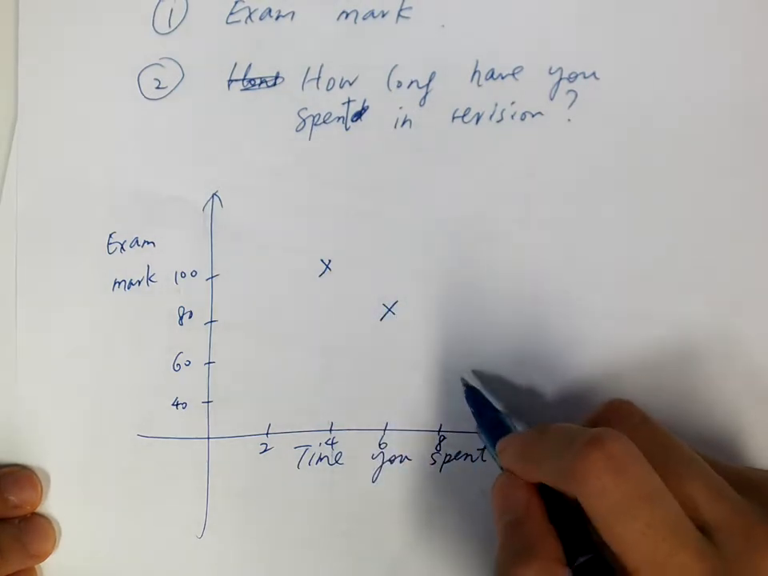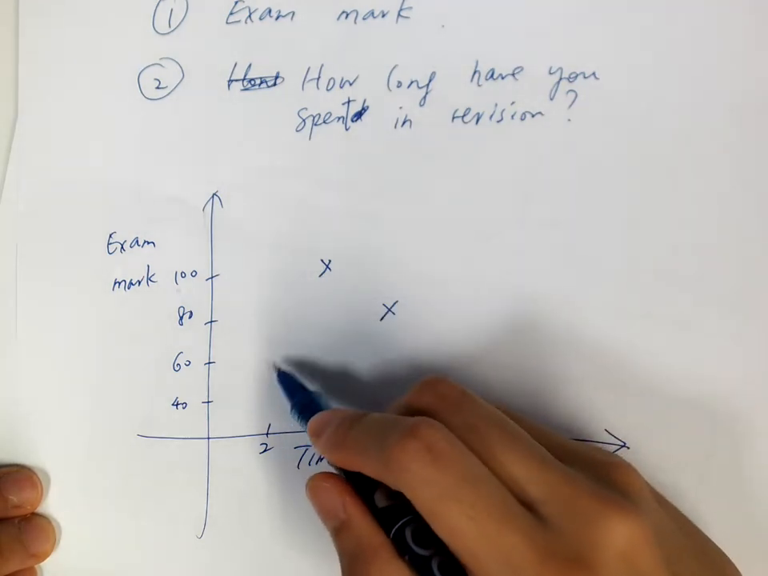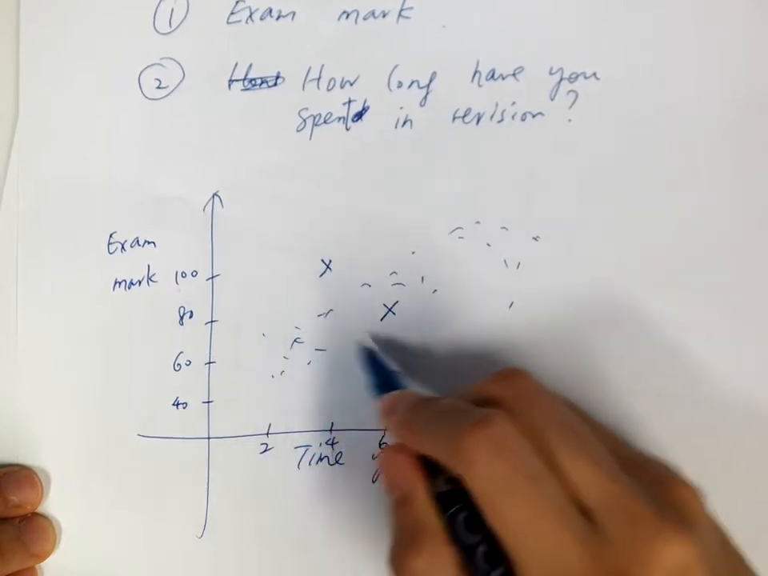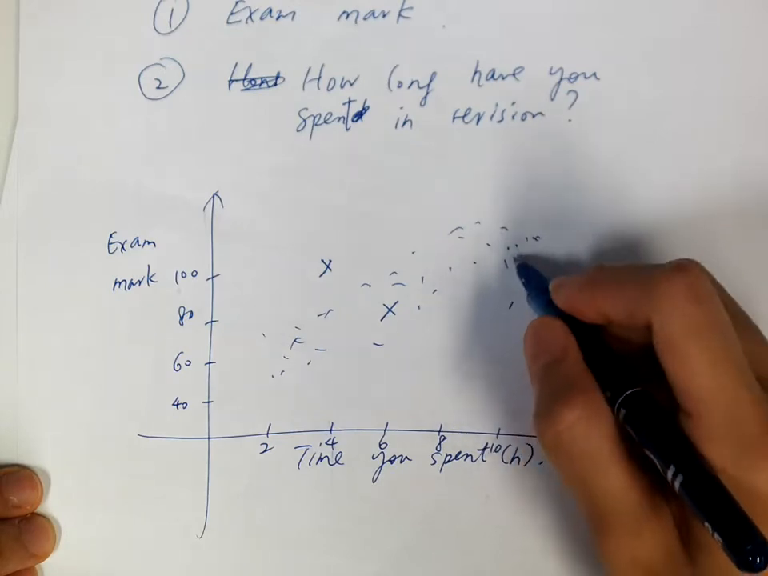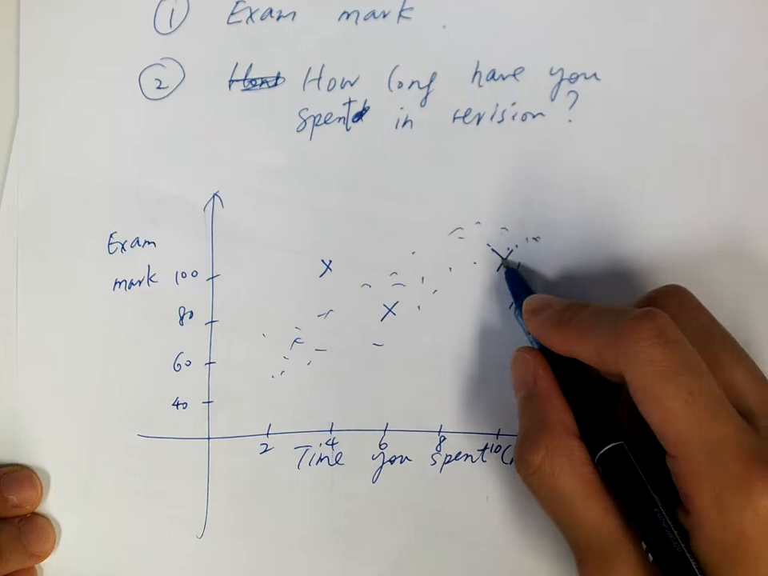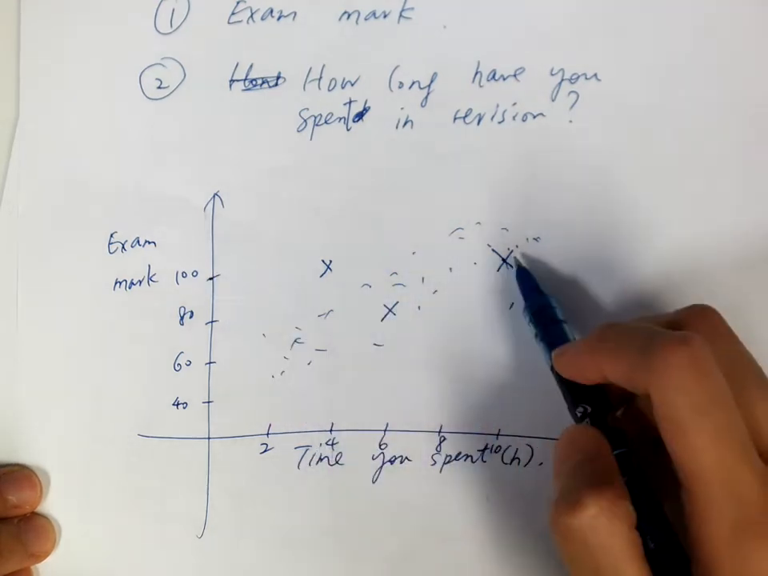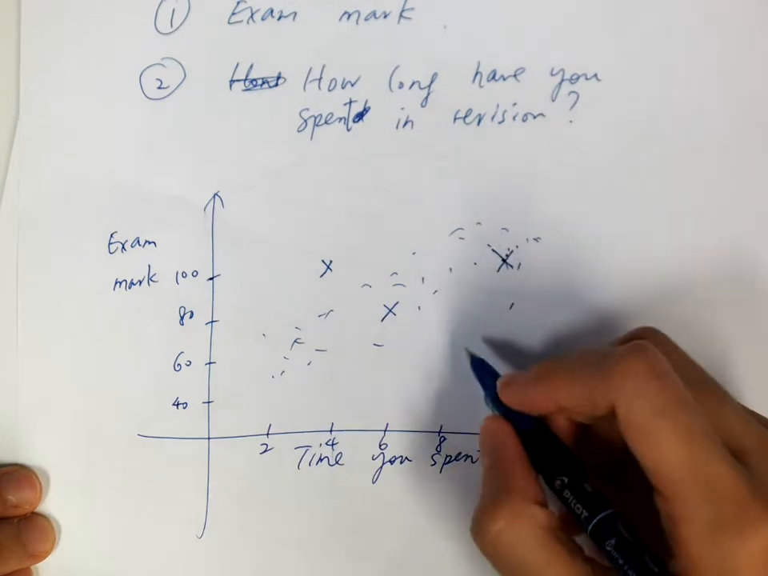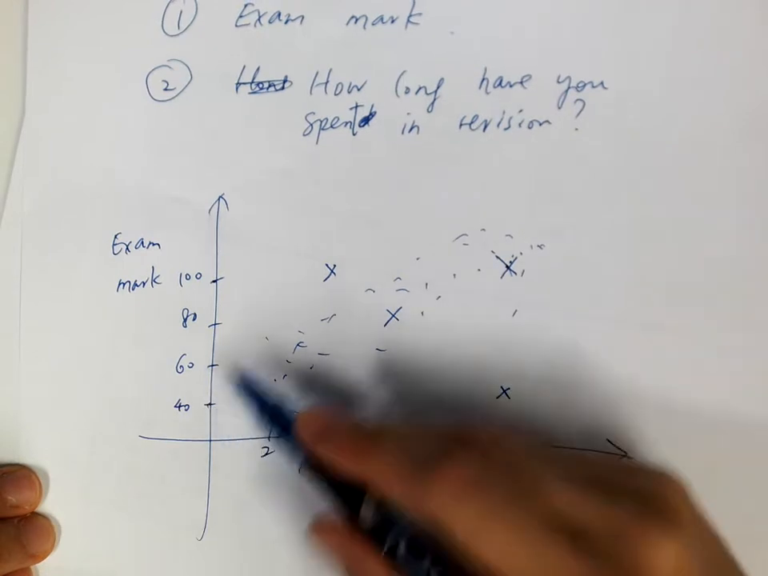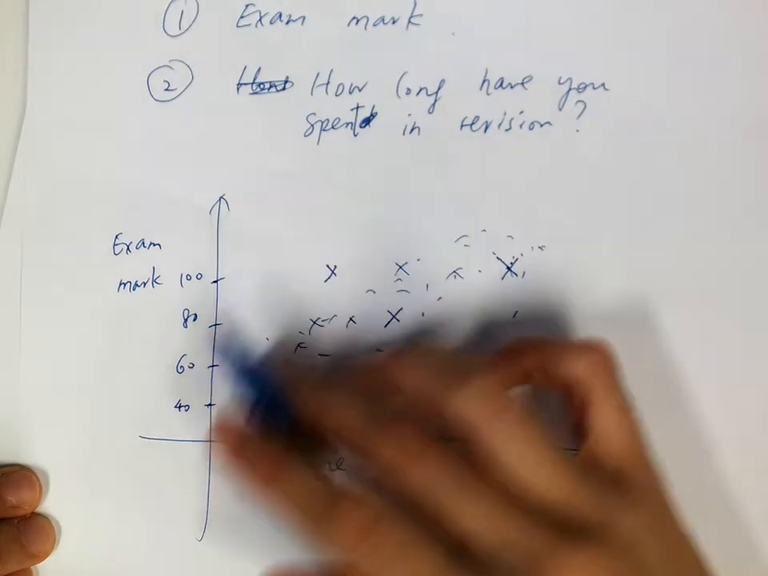So somewhere here, after I ask every one of you, I can plot every result on the diagram. For example, this student is very hardworking. He spent 10 hours, and at the same time he can get 100 marks, which is very happy. But someone may be very hardworking but still only get a very low mark. So you can imagine that after I plot, I will have a diagram like this.